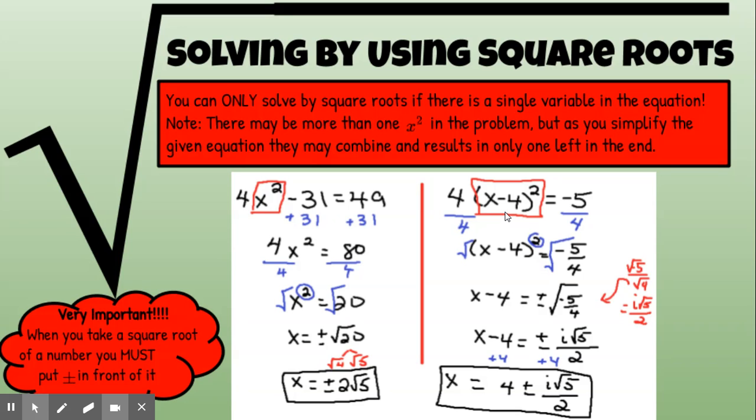Single variable, I can still solve by square roots. Please do not write it twice and FOIL it. You'll learn how to solve that way, but it's going to make your life so much harder when the square root method is going to be so simple. So the goal is we want to get this whole grouping by itself. So anything that's not part of the grouping goes away. So in this case, I divide by 4.